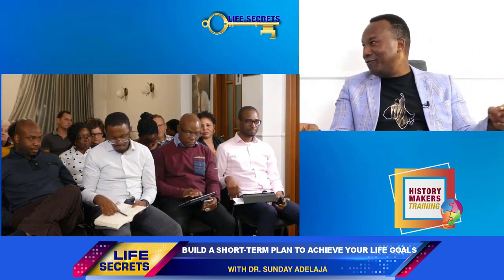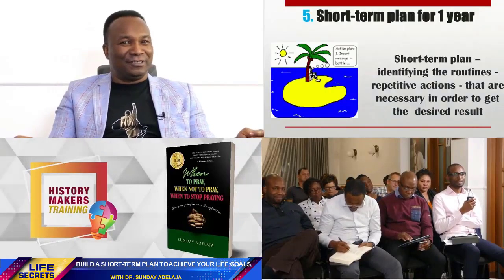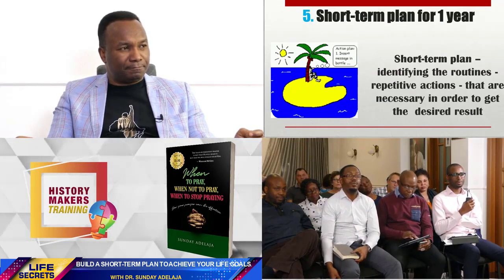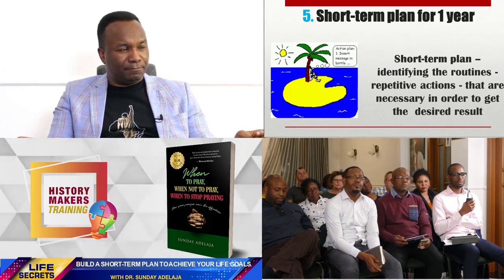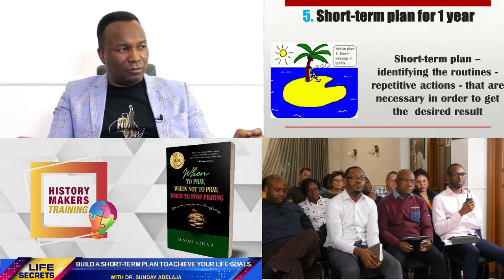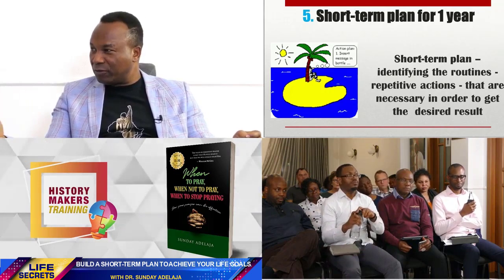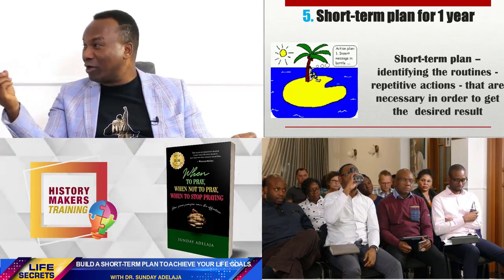So let's read that definition of routine again. Number 5. I think it will be getting clearer as we go. Short-term plan for 1 year. Identifying the routines, repetitive actions that are necessary in order to get the desired result. The desired result is fulfillment of your purpose, of your plans. But routines are always repetitive. That's why people don't like it.